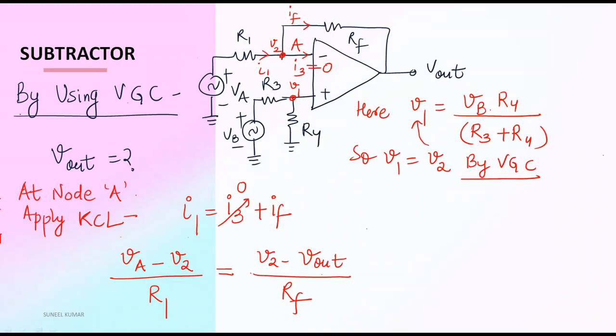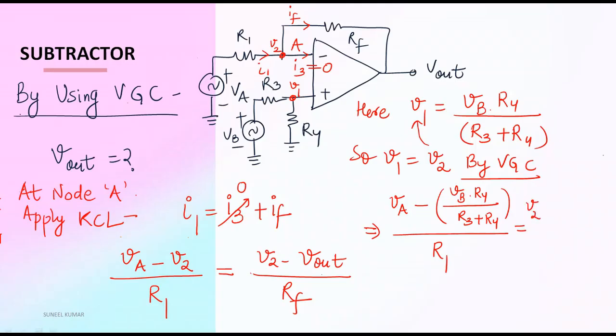So this equation implies VA minus, what is V2? VB into R4 divided by R3 plus R4, whole divided by R1 is equal to V2. What is V2? V2 is simply VB into R4 divided by R3 plus R4 minus V output divided by RF.